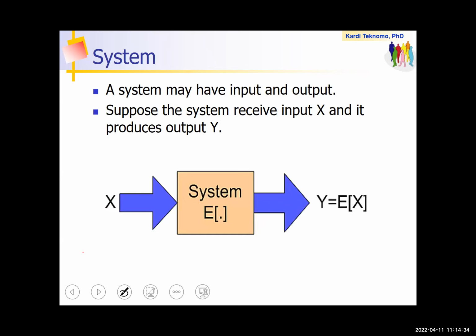We can also think of the relationship between input and output as a system. So a function is basically a system. Suppose the system will receive input and produce output y. So x here is the input, y is the output. Let's call that system E, and the dot means the input.